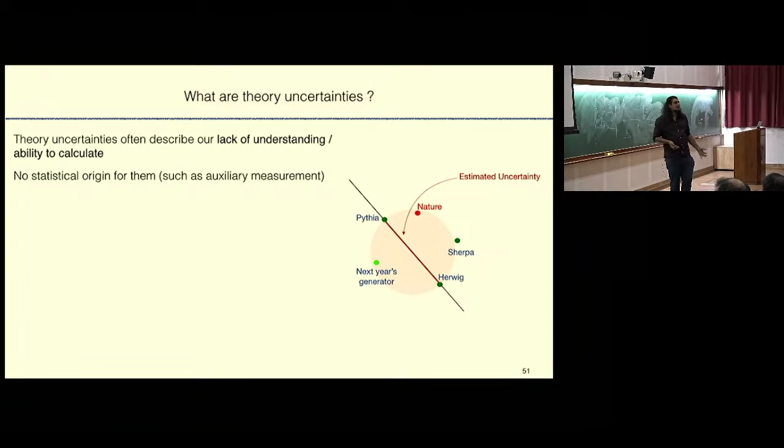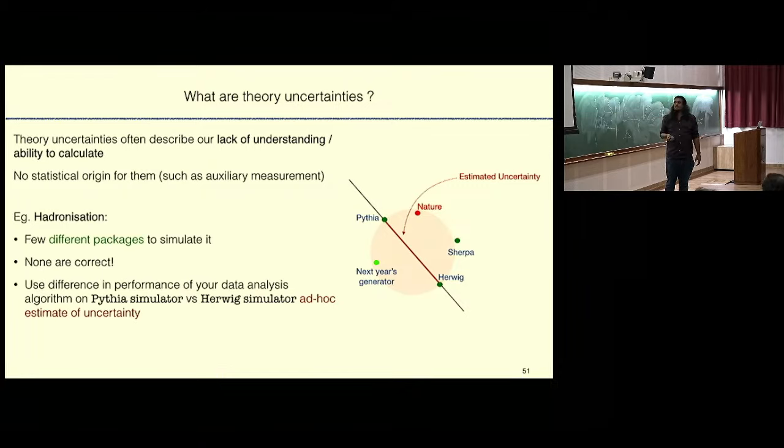So what we do in experiments sometimes is we look at the difference in analysis performance on Pythia, which is one simulator, versus Herwig, which is another simulator. Both of them each use a different way of doing hadronization, and neither of them claims to be perfect. So we take the difference between the two, and we say that's our hadronization modeling uncertainty, right? But there's actually no reason to think that, like in an experimental uncertainty, you can interpret something as a 1 sigma. Here, this is just an ad hoc estimate.